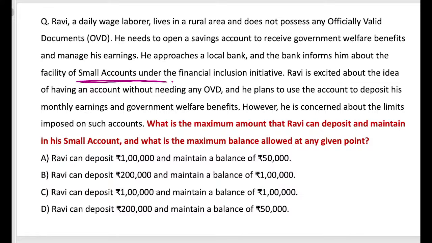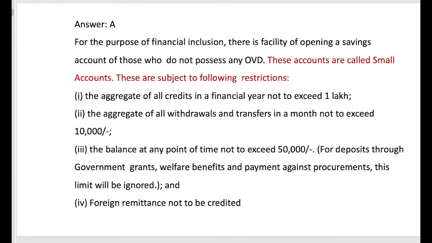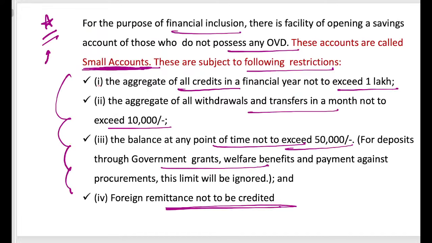Small accounts, it is about the small account. What is the maximum amount that Ravi can deposit and maintain in a small account and the maximum balance allowed at any given point? So 1 lakh maximum and at any given point 50,000, correct? So option A should be the right answer. So 1 lakh, and at a time it can be 50,000, correct? Yes, very good guys, awesome. Next one.